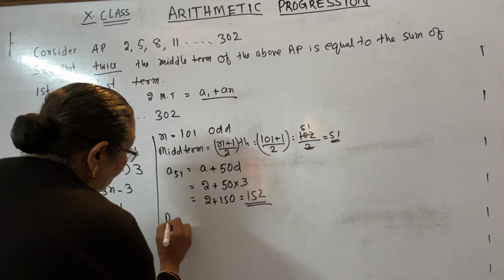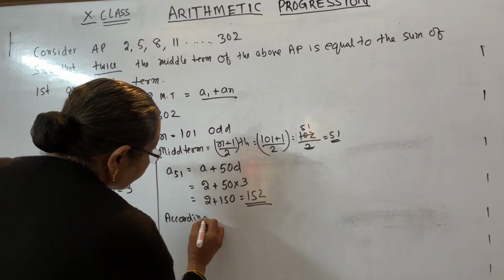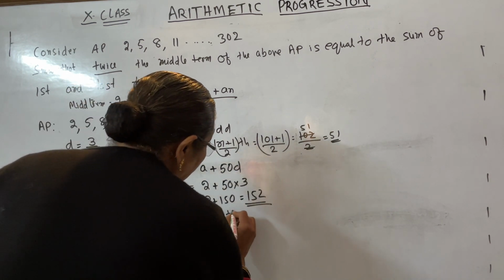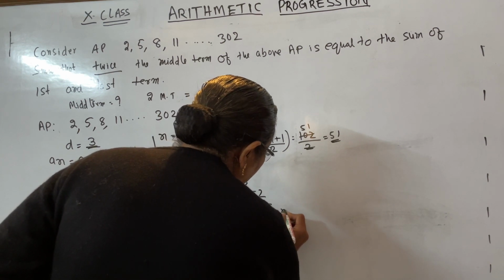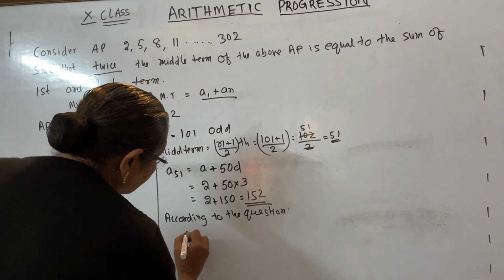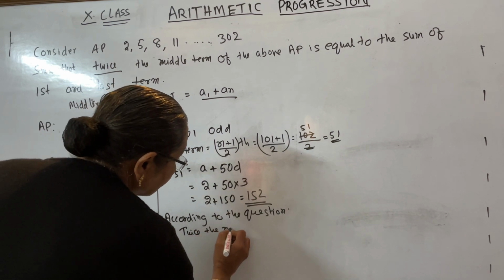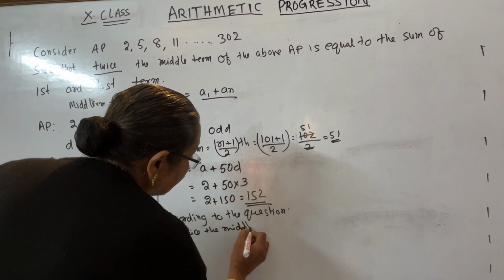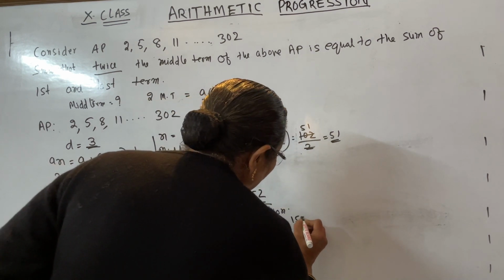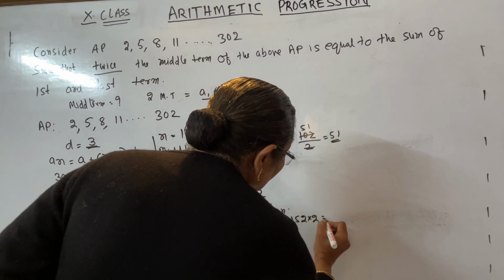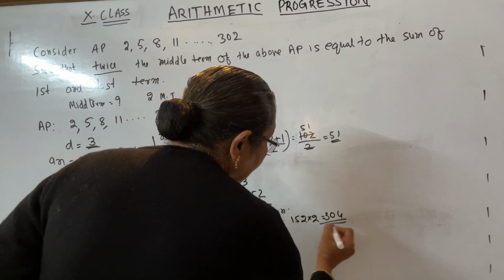Okay, so according to the question, twice the middle term. That is 152 into 2. 2 2s are 4, 2 5s are 10, 2 1s are 2, so we get 304.